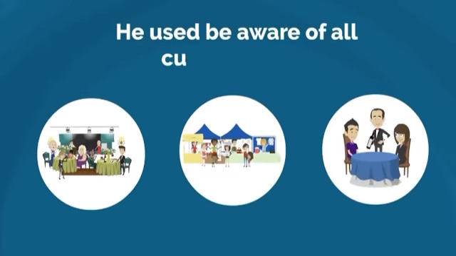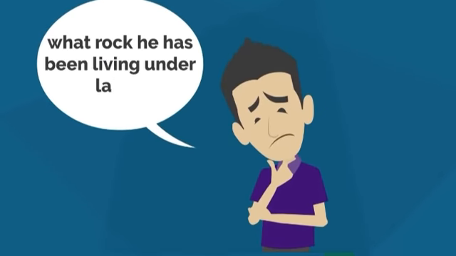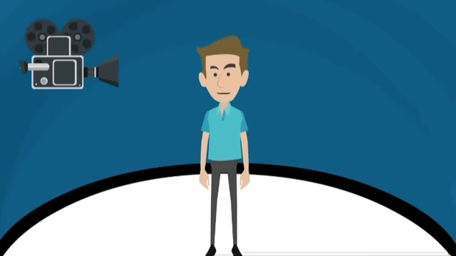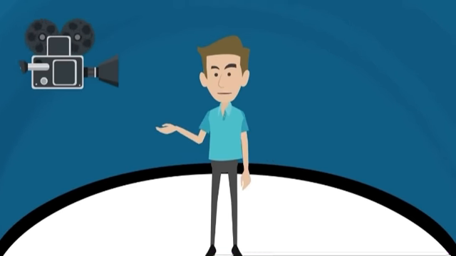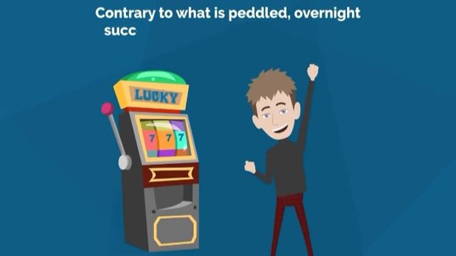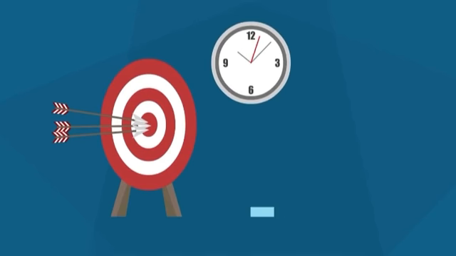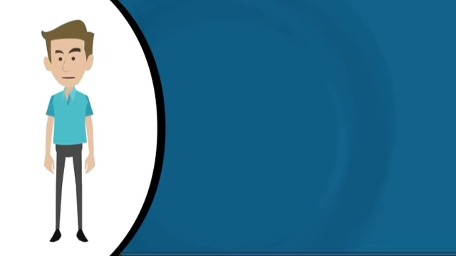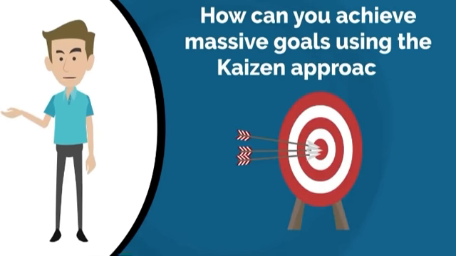He used to be aware of all current events, but the day's discussion left him wondering what rock he has been living under lately. In today's video, we're talking about Kaizen, the Japanese philosophy that means to become good through change. Contrary to what is peddled, overnight success only happens when you win the lottery. Realizing your goals, if they aren't lottery-related, takes time and continuous improvement. The question we answer today is, how can you achieve massive goals using the Kaizen approach?